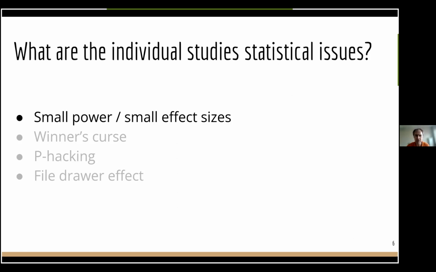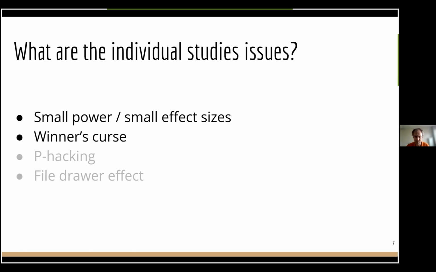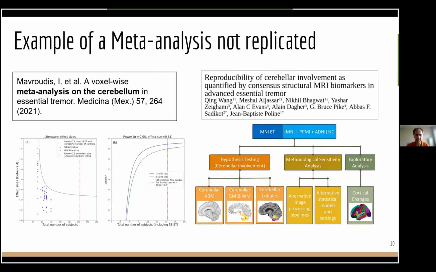So I'll go into some of the individual study statistical issues first. Small power and small effect sizes is one aspect. Winner's curse, just defining what it is. P-hacking issues and file drawer effects would be the four things. I will briefly remind everyone what they are.